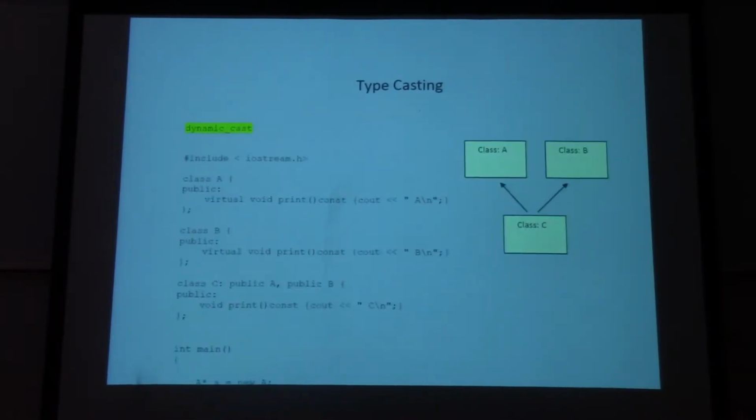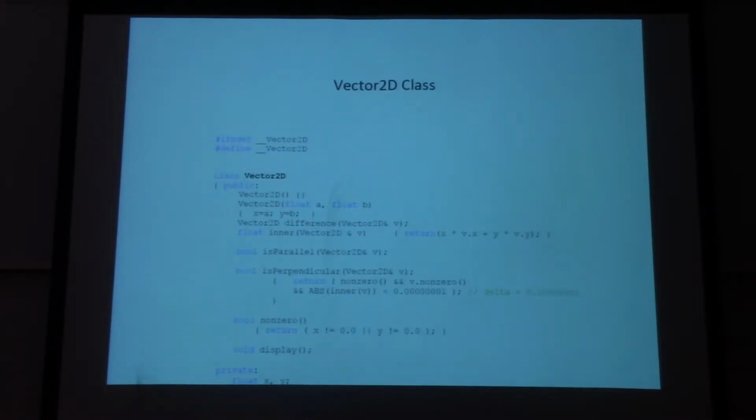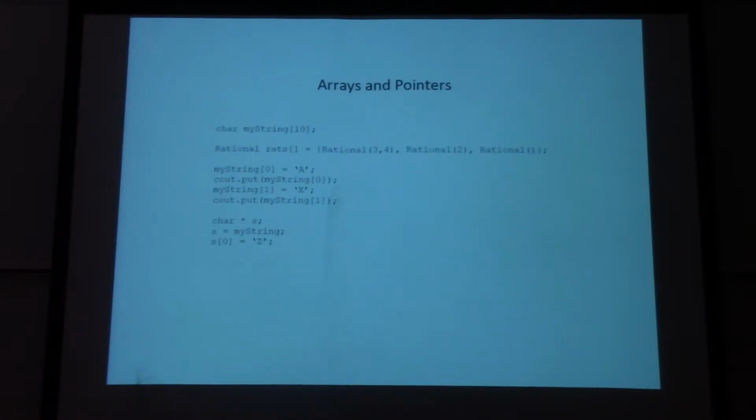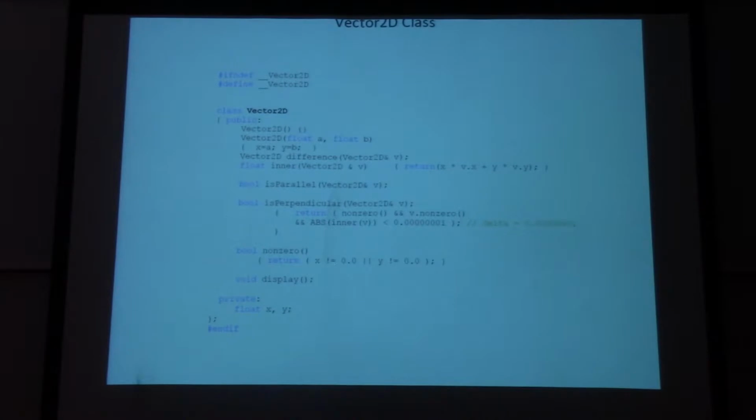We talked about casting already. Arrays and pointers. We can talk a little bit about this. All right, let's look at this class. So this is another simple class example. Class is called vector 2D, or two-dimensional vector.